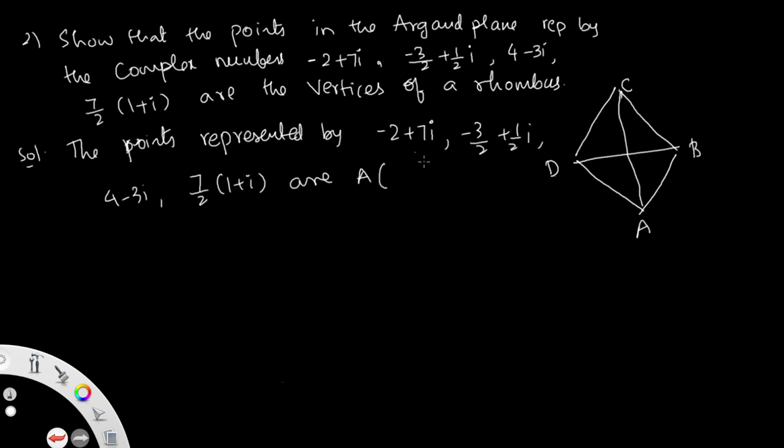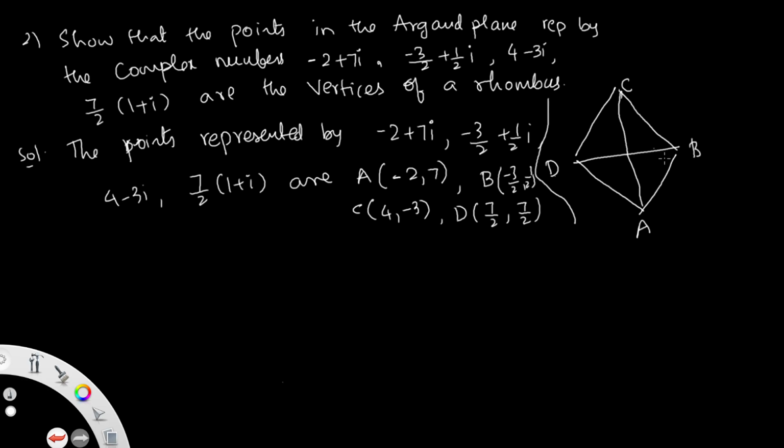That means A is minus 2 comma 7. The next point B is minus 3 by 2 comma 1 by 2. C is 4 comma minus 3. And D is 7 by 2 comma 7 by 2. Next, find the distance between the points: A is minus 2 comma 7, B is minus 3 by 2 comma 1 by 2, C is 4 comma minus 3, and D is 7 by 2 comma 7 by 2.